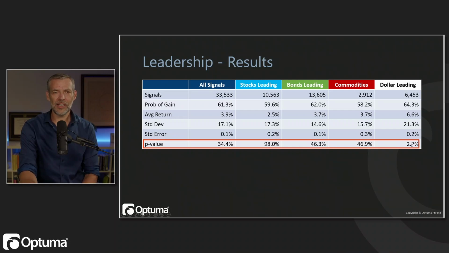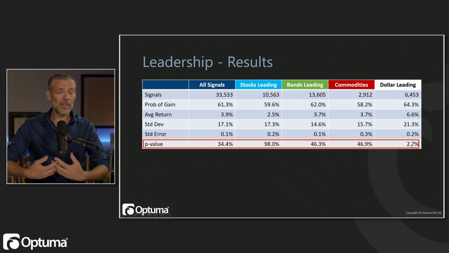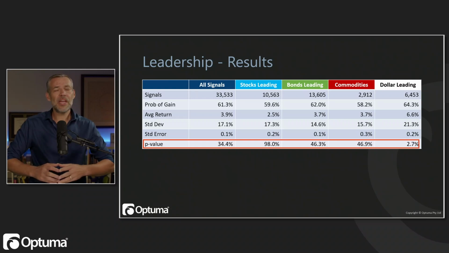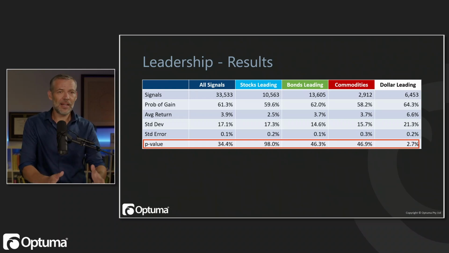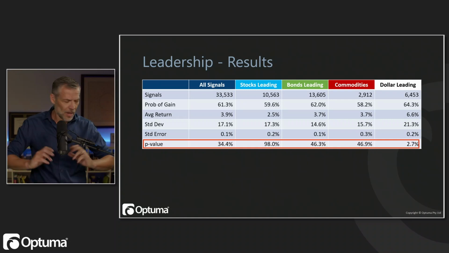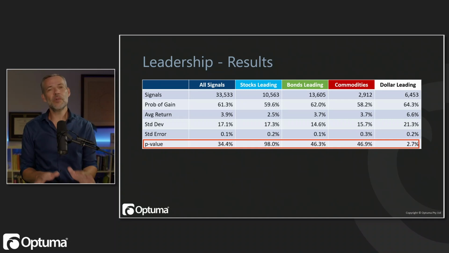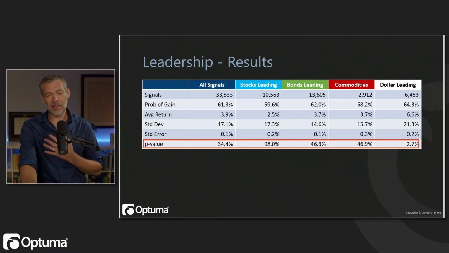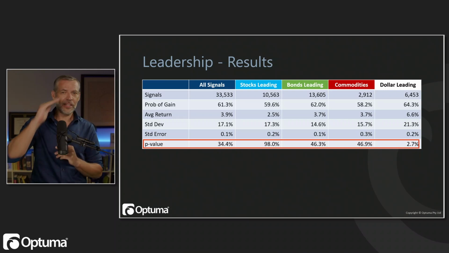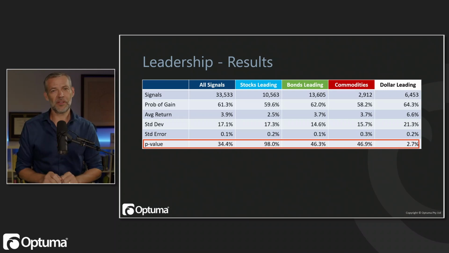But when the dollar's leading, our strategy has a p-value of 2.7%, which means that this is really, really significant. Compared to everything else in the market, this is significant. And so this is definitely something that we should be holding on to as part of our strategy. Now, I have got to say that this blew me away. I expected, Dow theory, all of that sort of stuff, that when stocks were leading, my mean reverting strategy, buying long in an upward trend, was going to do the best. But that's not what we found.